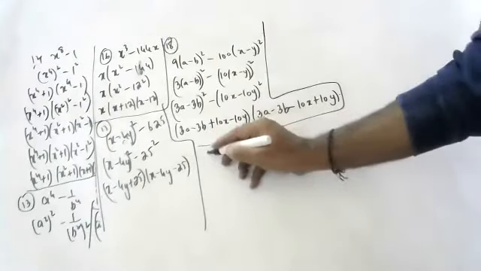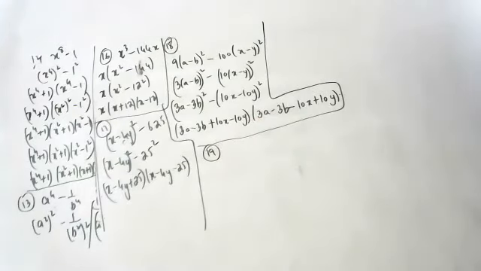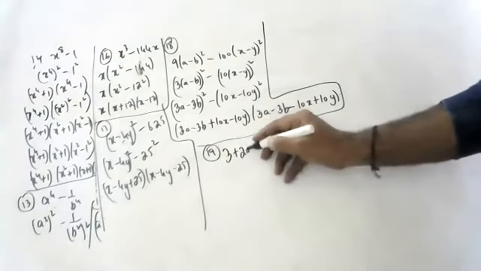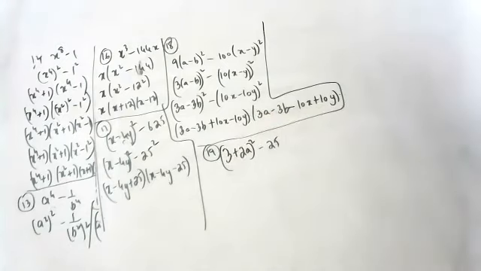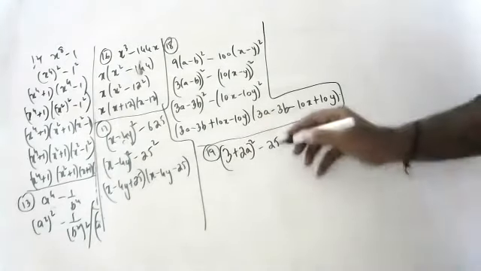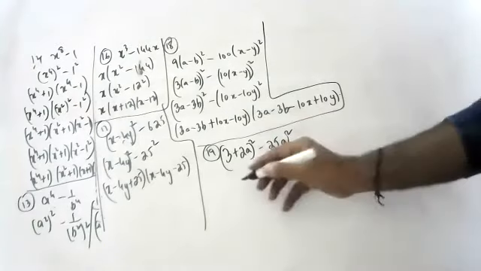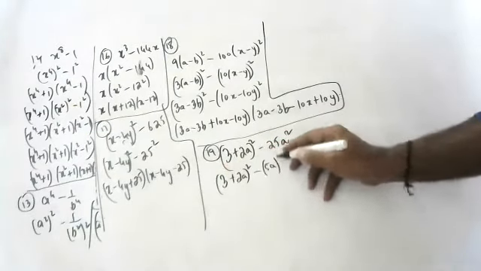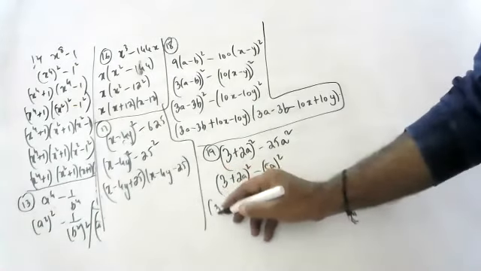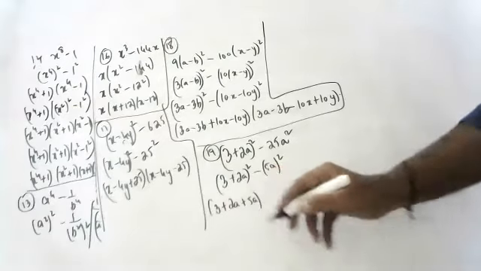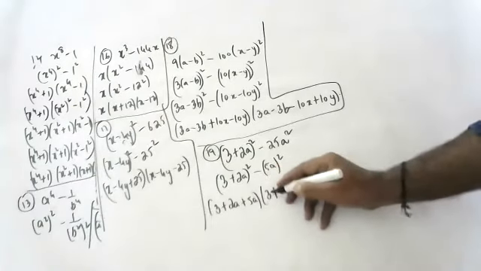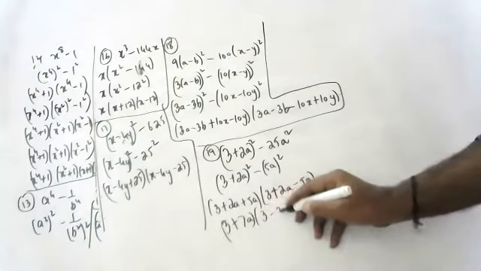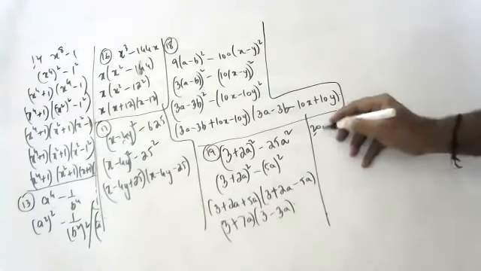So your next question: you have to do it like this. (3 plus 2a)² minus 25a². Yeah, Sujit. (3 plus 2a)² minus (5a)². A plus B and A minus B: (3 plus 2a plus 5a)(3 plus 2a minus 5a). So this is (3 plus 7a)(3 minus 3a).